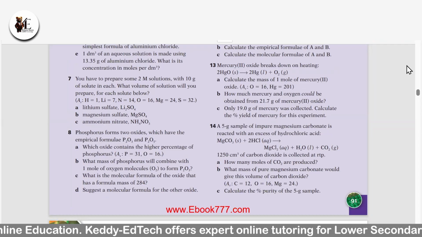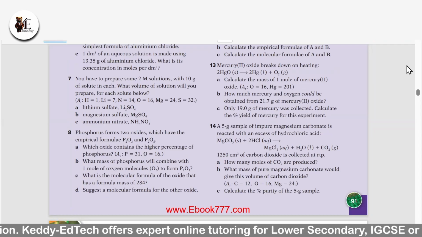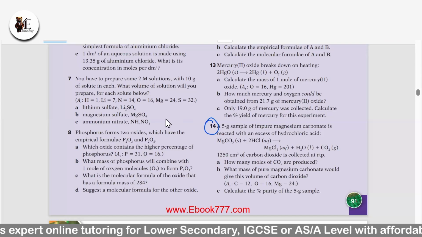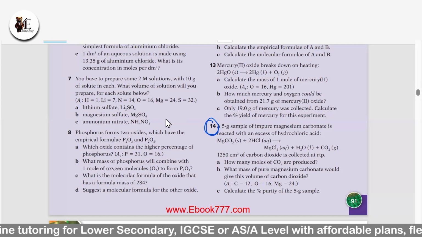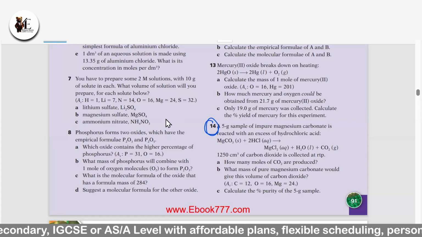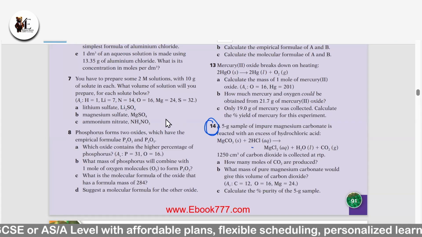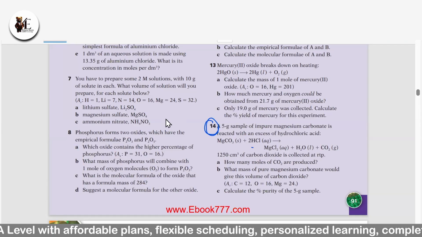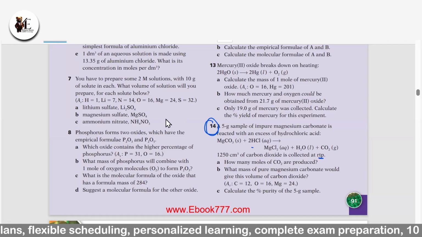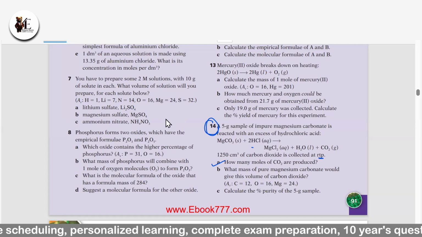So the first question is based on percentage purity, question number 40. A 5 gram sample of impure magnesium carbonate reacts with an excess of hydrochloric acid, and the reaction stoichiometry, everything is given to you. 1250 centimeter cube of carbon dioxide is collected at RTP, room temperature and pressure. How many moles of CO2 are produced?